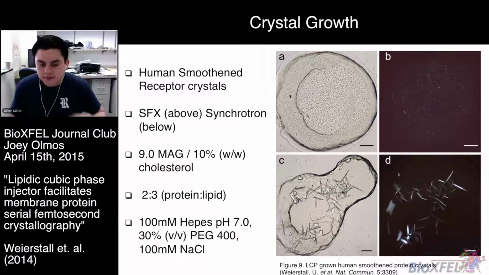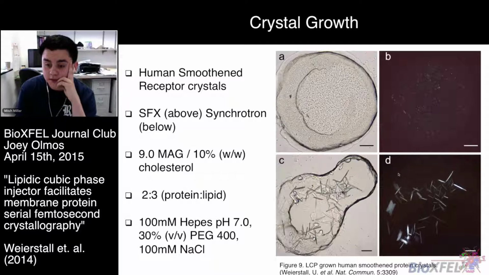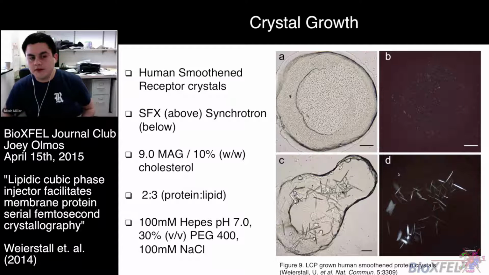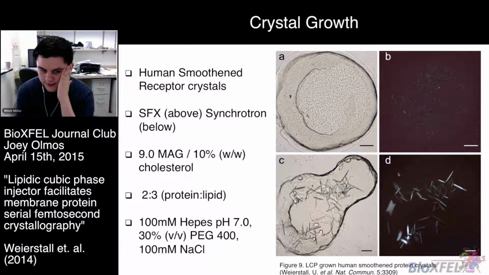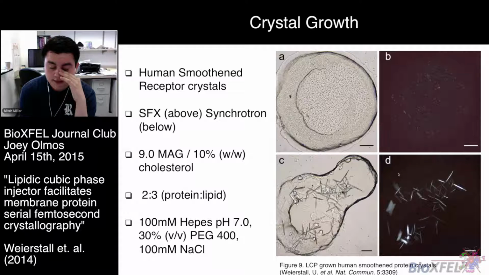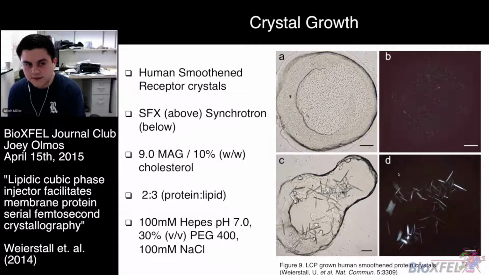Now, these are just some images of the crystals grown for this paper. In A and B, you're seeing crystals that have been optimized for the XFEL studies, whereas in C and D, you're seeing crystals that were optimized for synchrotron use. The scale bars are 100 microns, if I remember correctly. Some of the crystallization conditions are on the left. They used a protein to lipid ratio of 2 to 3, and the lipid they used is 9.0 MAG with 10% glycerol. Also this was in 100 millimolar HEPES, pH 7, 30% PEG 400, and 100 millimolar NaCl.